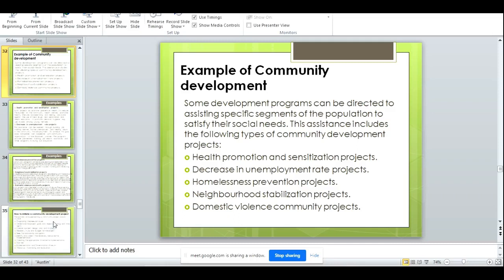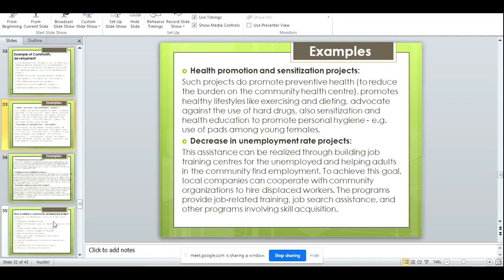So examples of community development. Some development programs can be directed to assist specific segments of the population to satisfy their social needs. The assistance includes the following types of community development projects. So community development projects can be health promotion and sensitization, decrease in unemployment rate, homelessness prevention project, neighborhood sterilization project, domestic violence project. So these are just examples.